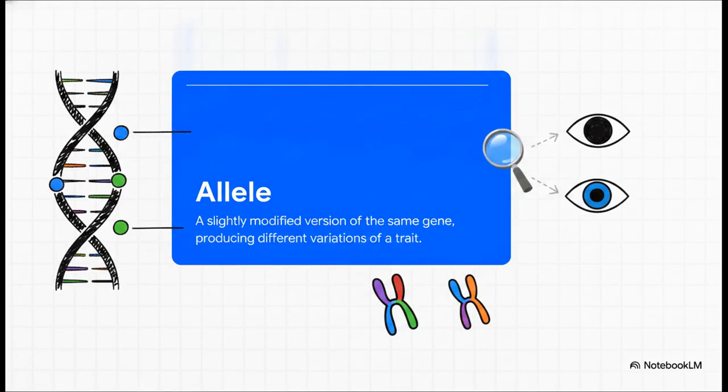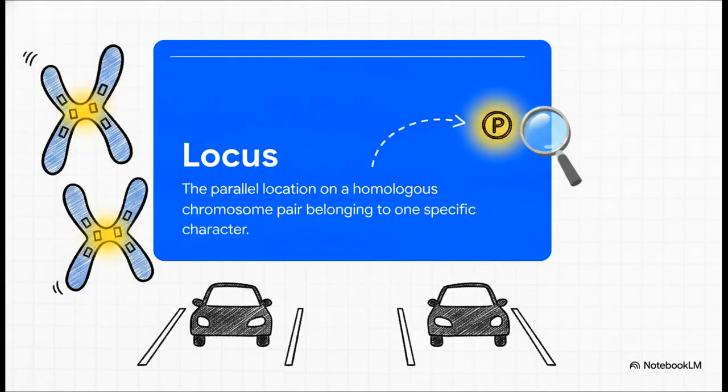And that naturally brings us to our next concept, the allele. If a gene determines, say, eye color, the allele is the specific variation or flavor of that gene. It's simply a slightly modified version of the exact same gene, producing different variations of a trait. So it's literally the difference between inheriting the instruction for black eyes versus the instruction for blue eyes. Same gene, different allele. So where do all these genes actually live?